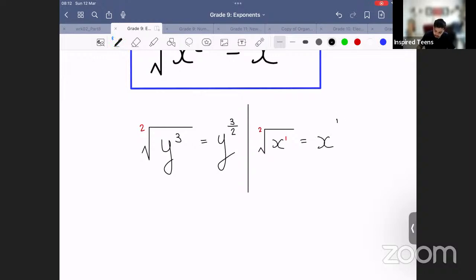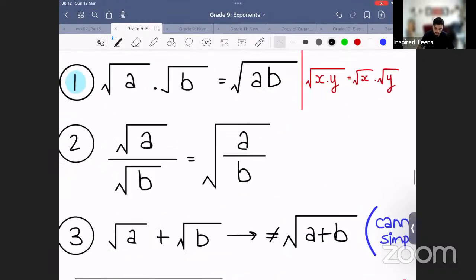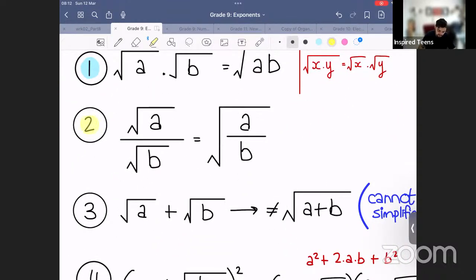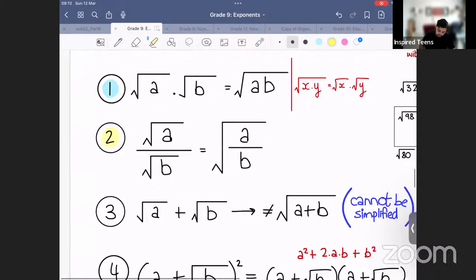So this becomes x to the power of 1 over 2. Okay, that's the fractional exponent. Let's move on to surd rules number 2 and 3. So number 2, similar to number 1.